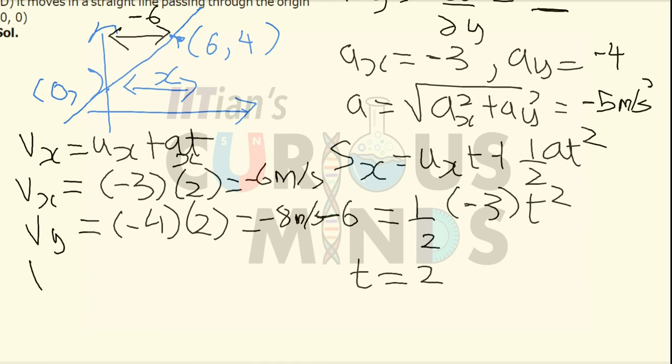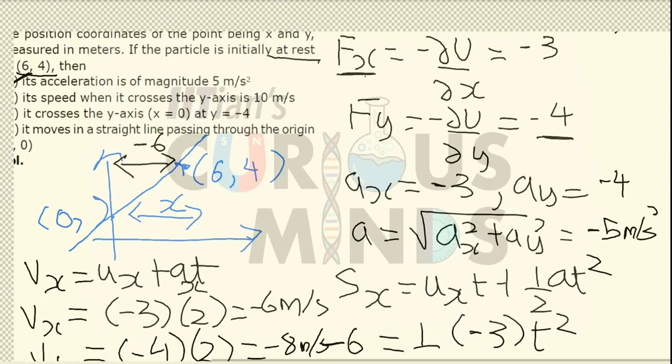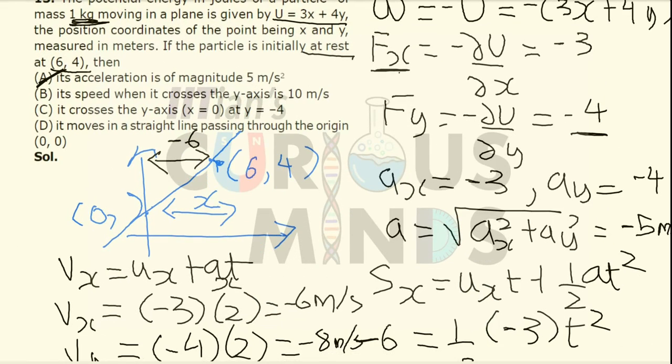So the total velocity when it crosses the y-axis will be equal to the root of vx square plus vy square, which is equal to 6 square plus 8 square, which is equal to 10 meter per second. So the speed of the particle when it crosses the y-axis is equal to 10 meter per second. So option B is also true.